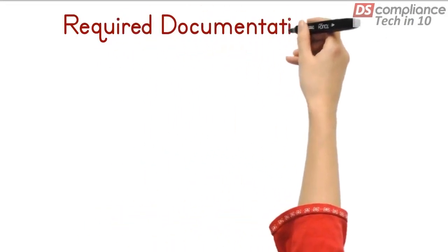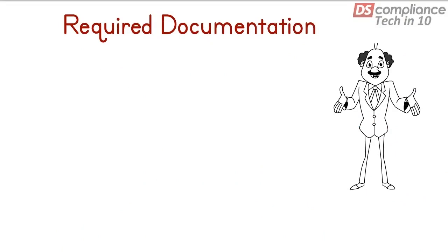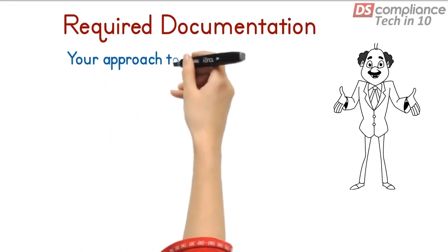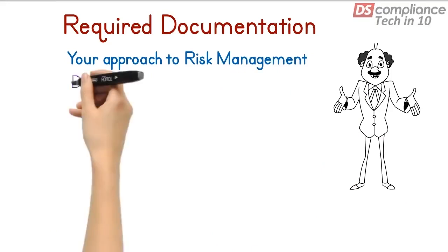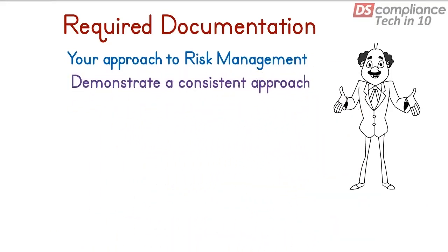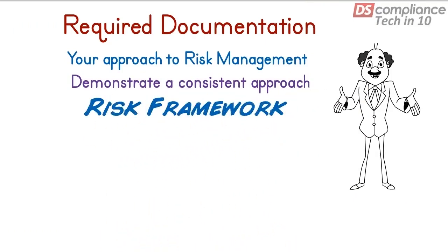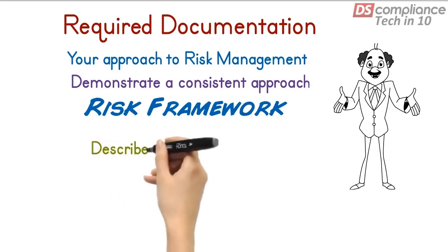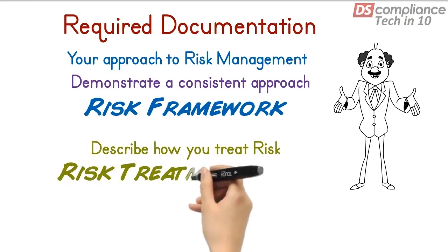You should also have a document describing just how you manage risk in your business. It should describe your approach, how you rate the severity of the risks, how you conduct risk assessments, and so on. This is so you can demonstrate that you have a consistent approach to risk management. Here, we have called this the risk framework document. This document could also describe how you treat the risks, although you can indicate this in your risk register, or have a separate document called a risk treatment plan.